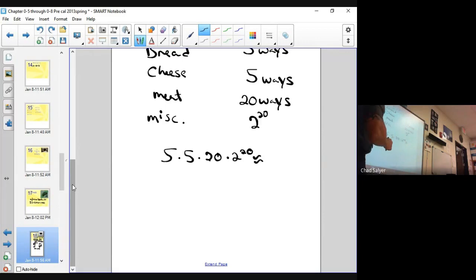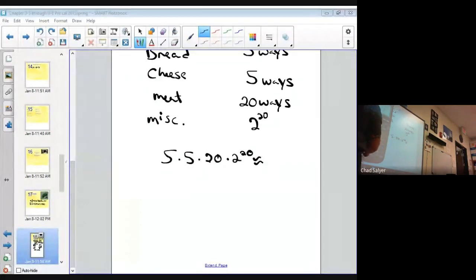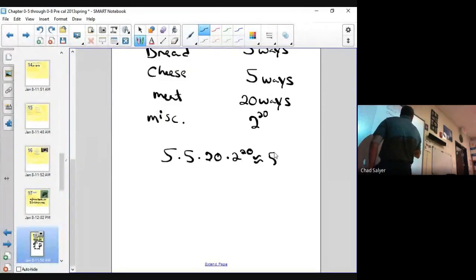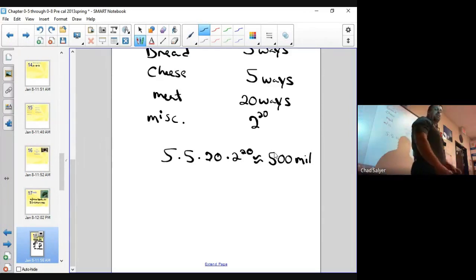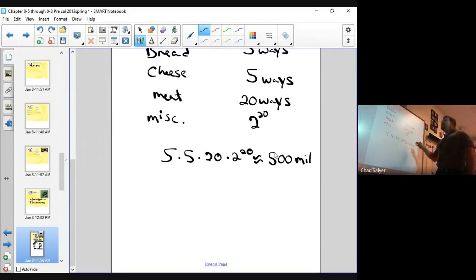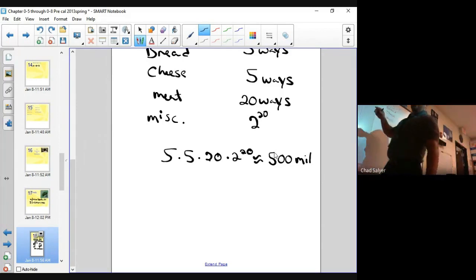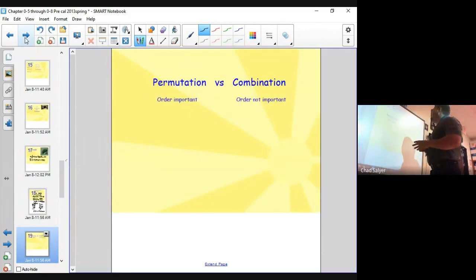So let's punch this in our calculator. 5 times 5 times 20 times 2 to the 20th power. So let's see. 524 million and change. So we'll just round to the nearest 100 million. About 500 million sandwiches are possible. So if you ate 3 a day for the rest of your life, you wouldn't even make a dent in the number of possible sandwiches. And that goes to show the power of the fundamental counting principle.